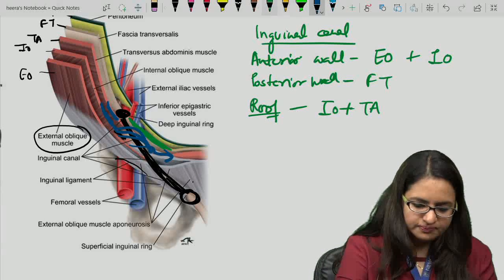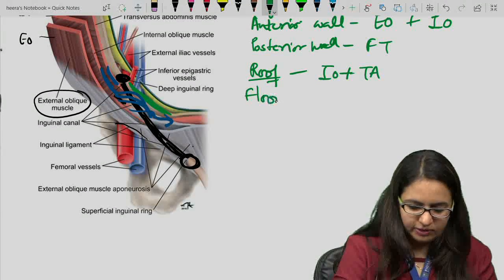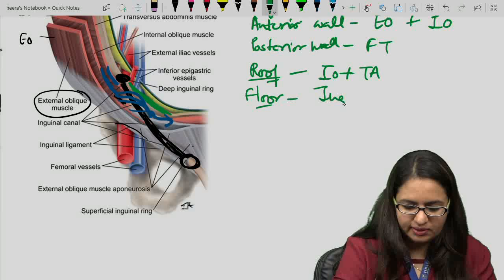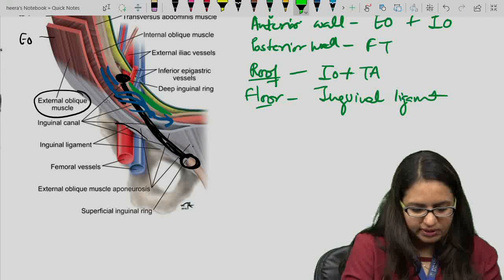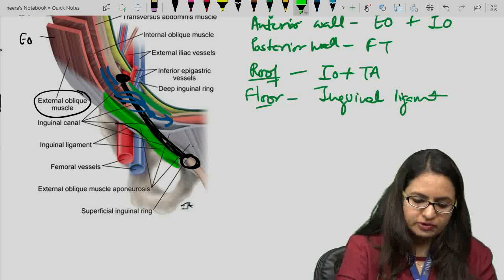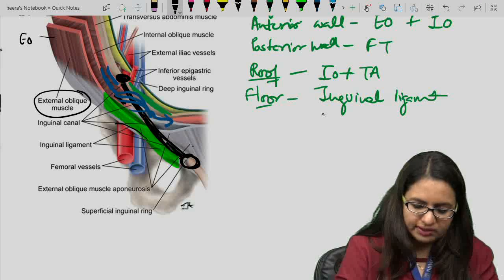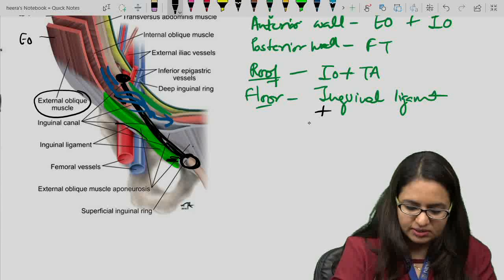Towards the floor, the floor is formed by the inguinal ligament. The inguinal ligament which is present over here forms the floor of the inguinal canal, and on the medial side it forms the lacunar ligament, which is contributing to the floor.